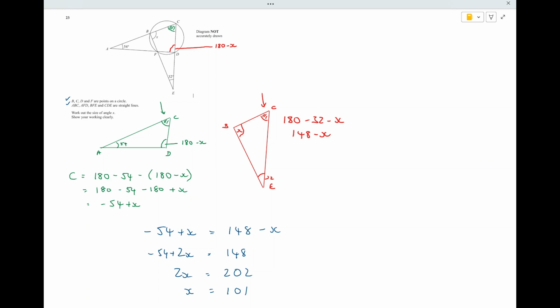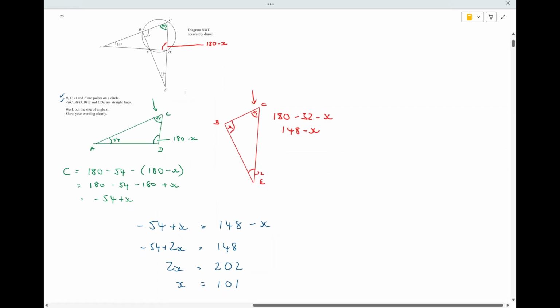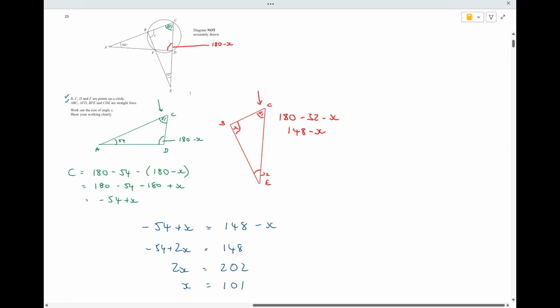Now what's the question asked me to do? Work out the size of angle x, showing your working clearly. So there it is. There's my full solution to question 23.